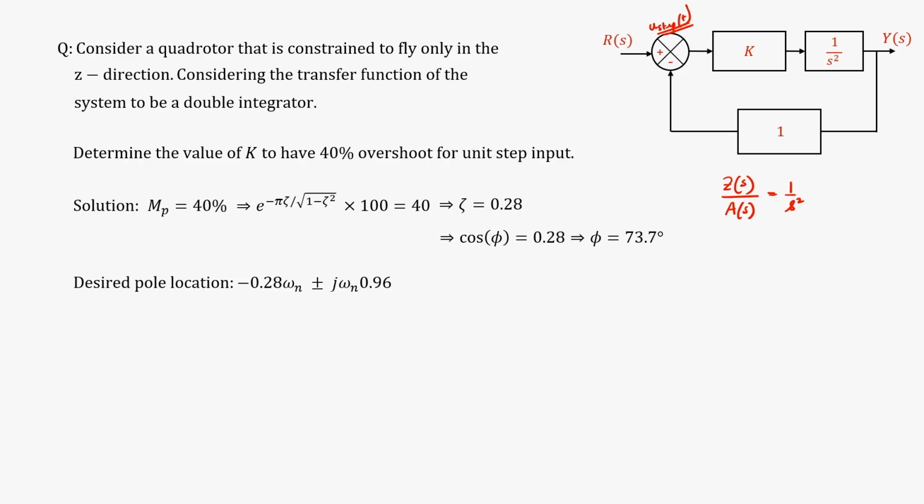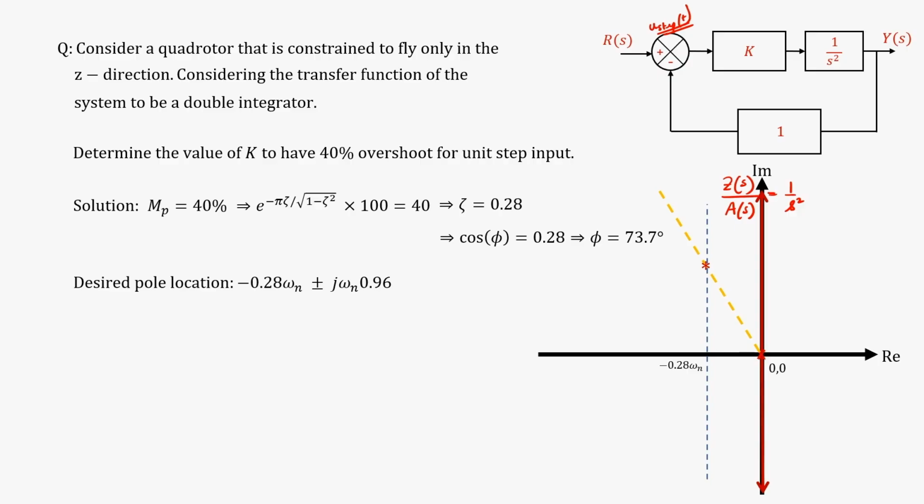This calculation we have already done, right, for 40%. So, zeta is 0.28. So, this will be the desired pole location. Now we look at the root locus of 1 by s square. What is the root locus of 1 by s square? It will just lie on the imaginary axis, right. There are two poles here, and you use all the methods that we have talked about and try to find out the root locus.